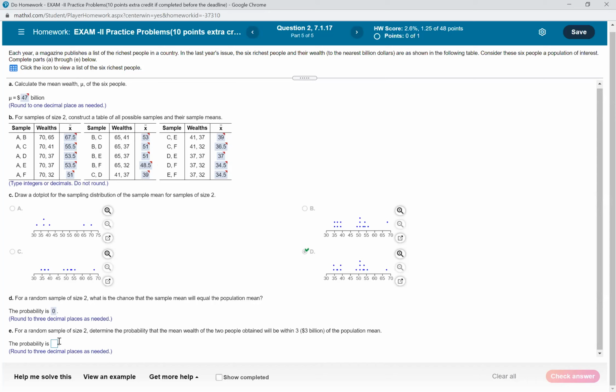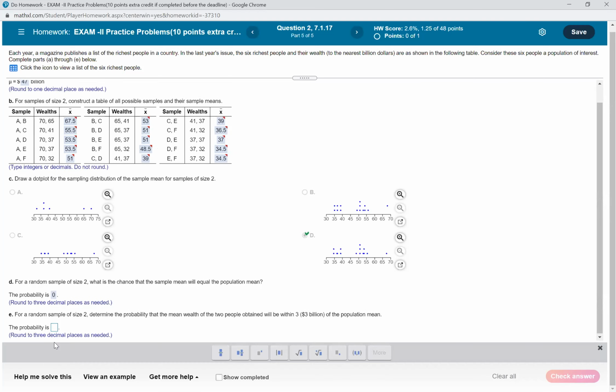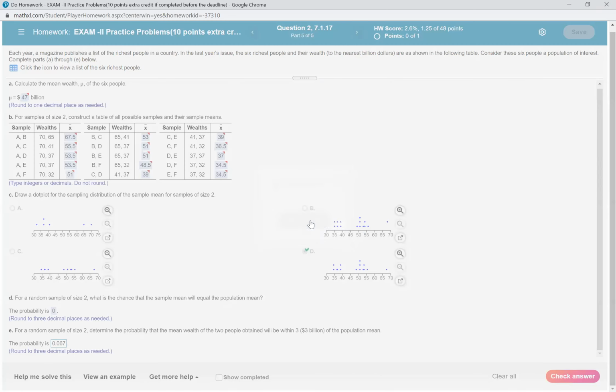So it will be, to 3 decimal places, 1/15. So that means 0.067. So this probability will be 0.067. Yeah, that's the correct answer.